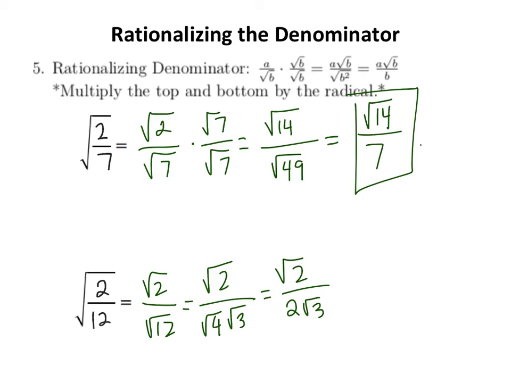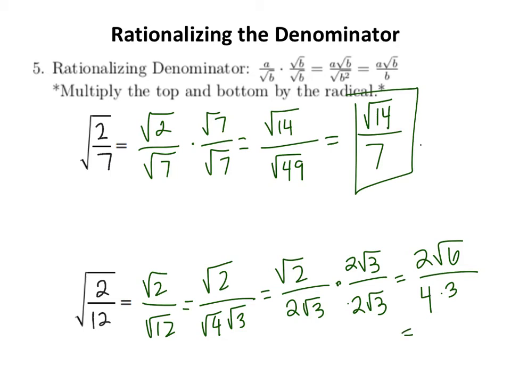We want to multiply this by 2 square root 3 divided by 2 square root 3. We have a number in the front, so we have 2. Square root of 2 times square root of 3 is square root of 6, divided by, this will become 4 times square root of 3 times square root of 3, which is 3. So we have 2 square root 6 over 12. We'll have to take it one step further. 2 and 12 are both divisible by 2, so this becomes square root 6 over 6.